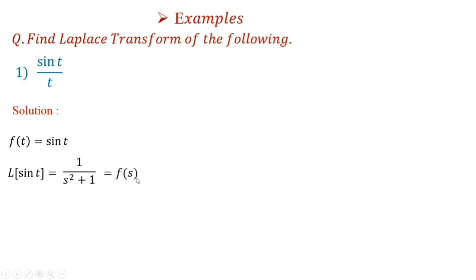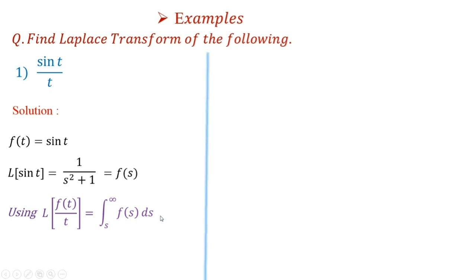Suppose this is equal to F(s). Now, by using the division by t property, Laplace of f(t) upon t is equal to integration from s to infinity F(s) ds. Therefore, Laplace of sin t upon t is equal to integration from s to infinity of F(s), here 1 upon s square plus 1 into ds.